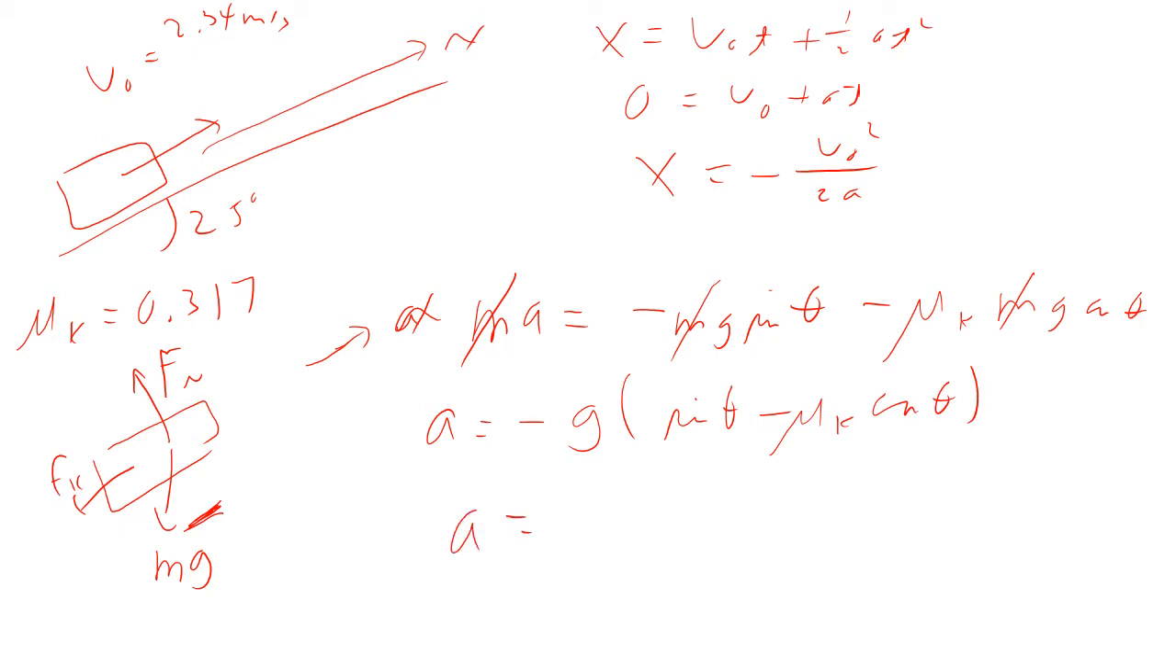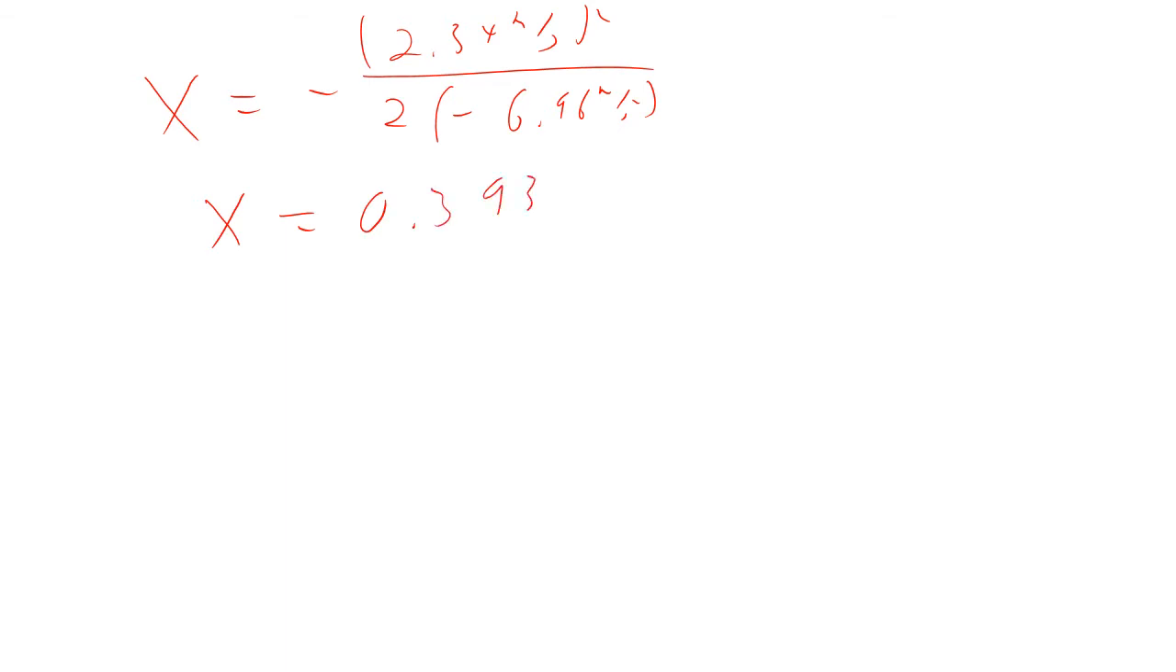Okay, so we plug in the numbers, 25 degrees and mu sub k and g, and we get that the acceleration is minus 6.98 meters per second squared. Okay, so the x up here is just like before. All we have to do is plug in. So minus v naught squared, 2.34 meters per second squared, divided by 2 times a negative 6.98 meters per second squared. And so x comes out to be 0.393 meters.